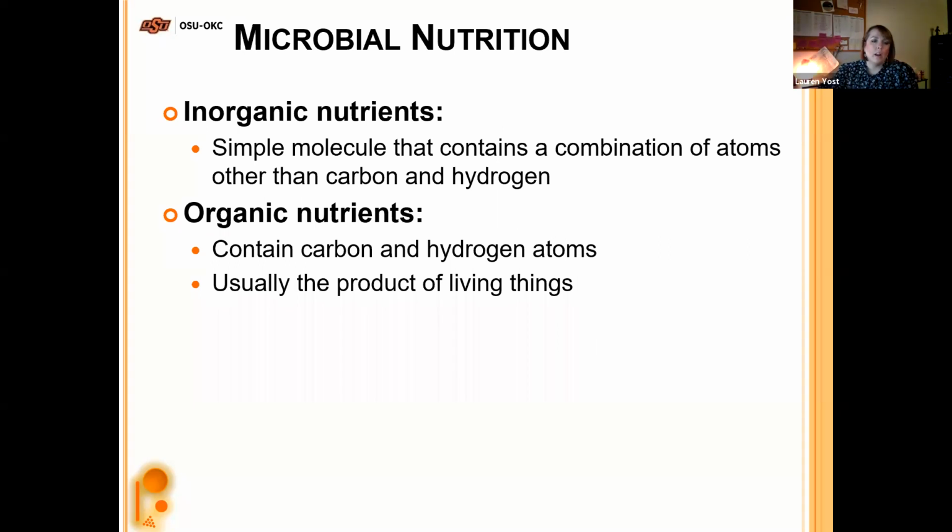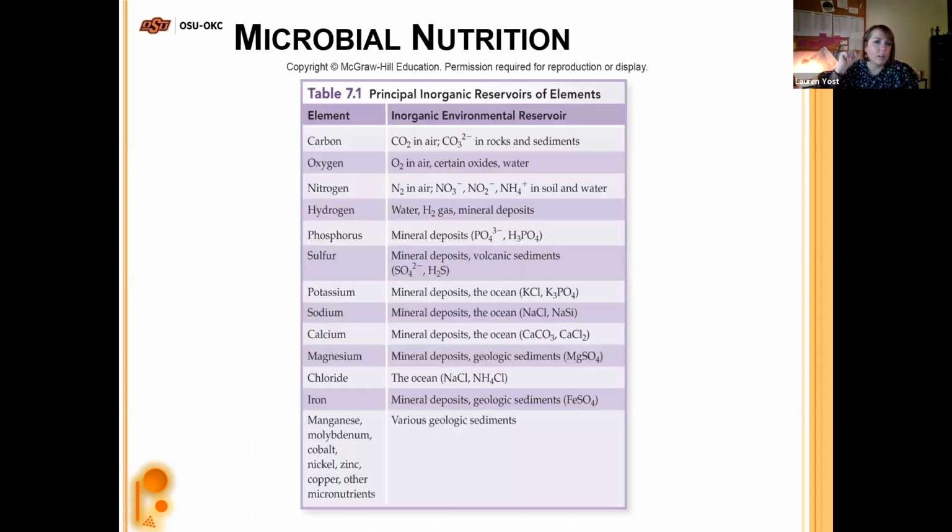We also have inorganic versus organic nutrients. So inorganic, do you guys remember your chemistry? Organic things are made of a carbon-hydrogen backbone, whereas inorganic things do not have a carbon-hydrogen backbone. That's the idea. A lot of times organisms get their organic stuff from other organisms. Not always, but sometimes.